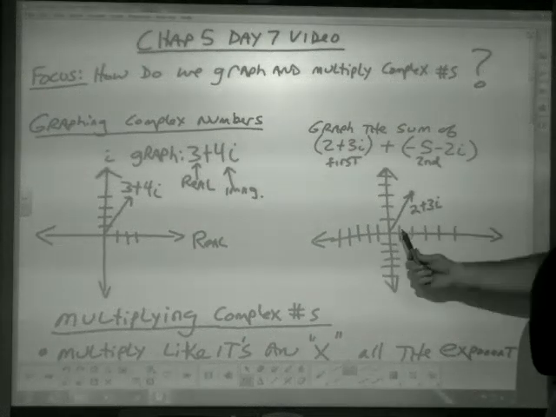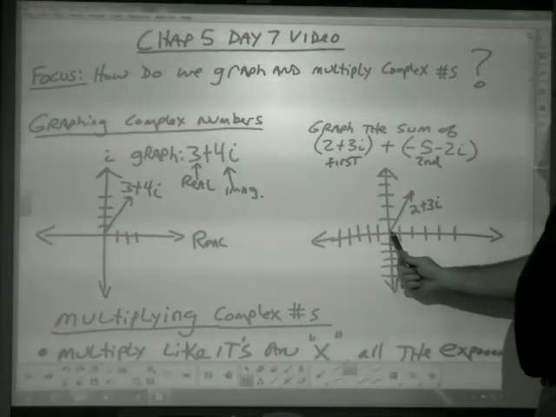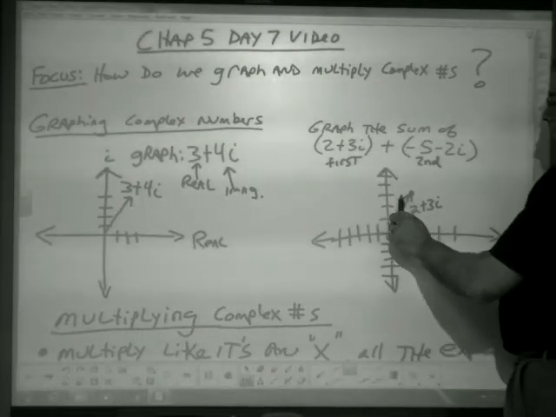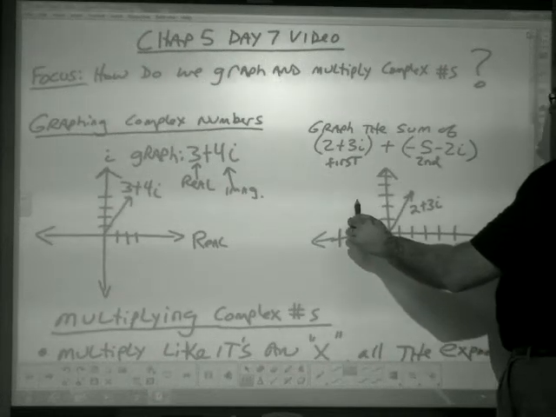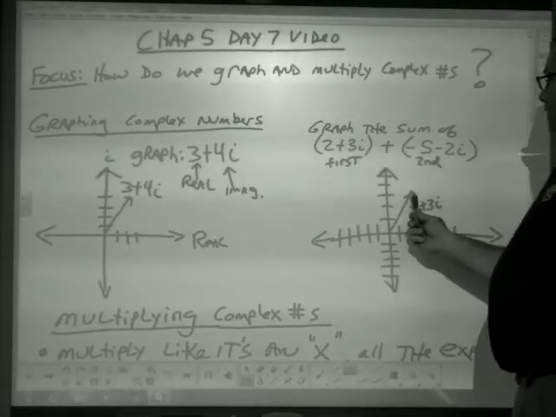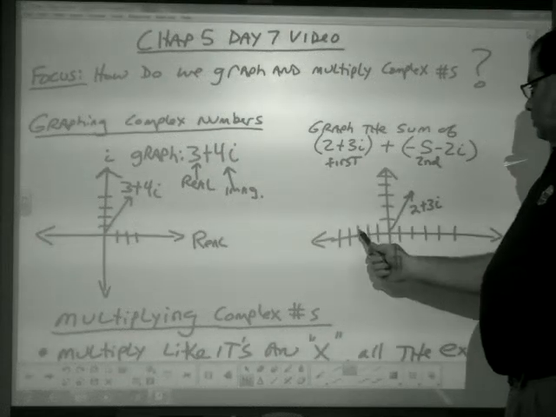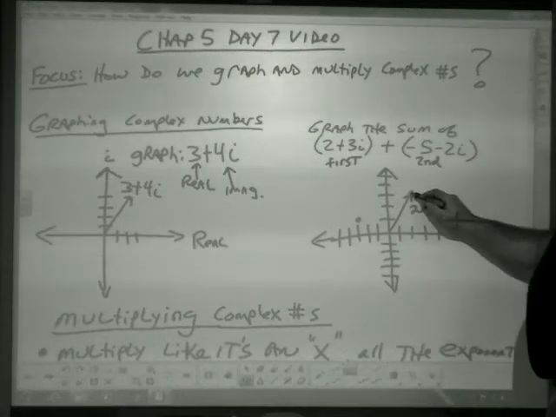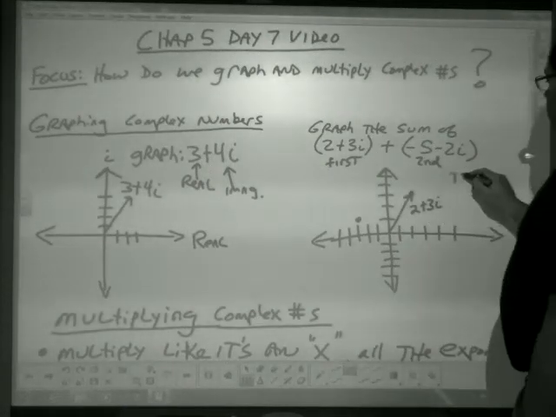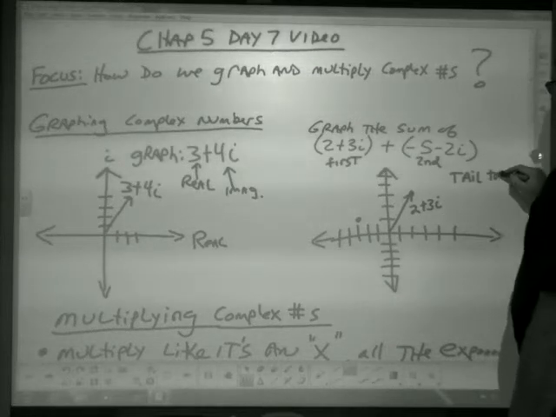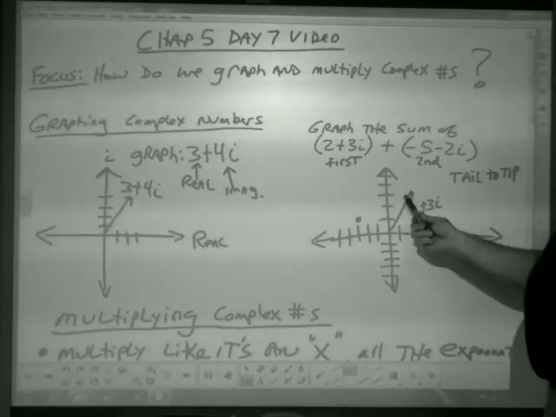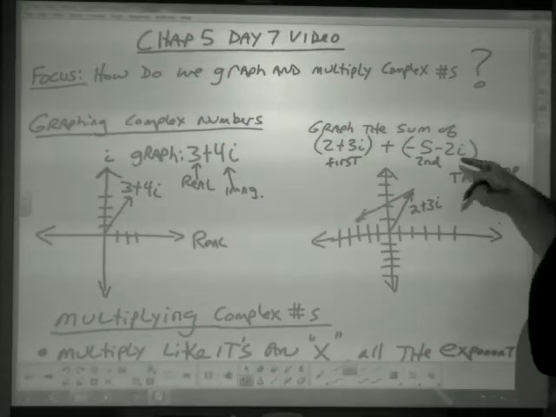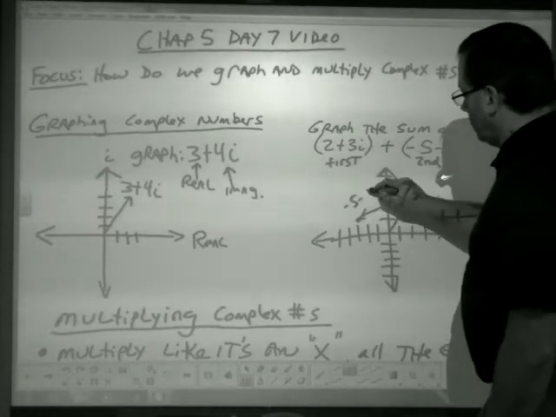I'm going to go minus 5 in the X. So I was at 2, so 1, 2, 3, 4, 5. It comes all the way over to minus 5. And then down 2. So minus 5 down 2 puts me right here. Again, you're counting from the tip of this one. So you graph tail to tip when we graph. Tail to tip, tail to tip. So there's my arrow, and this one is negative 5 minus 2i.